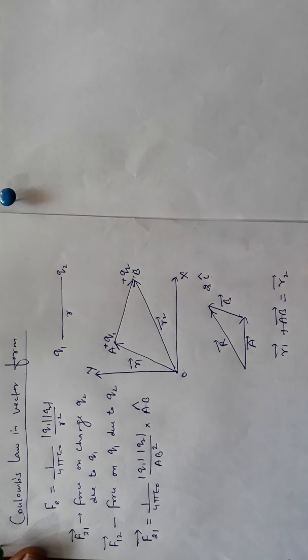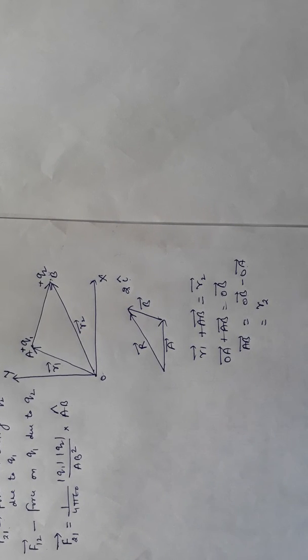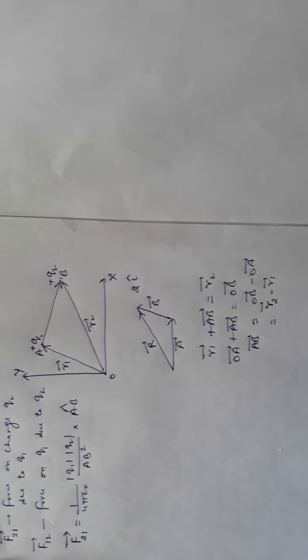Or you can say OA vector plus AB vector is equal to OB vector. So AB vector, that is the displacement vector from A to B, was OB minus OA. Or you can write it as the position vector of final point B minus the position vector of initial point A, and you can write it as R2 minus R1. Right. Similarly, we can find the vector AB.